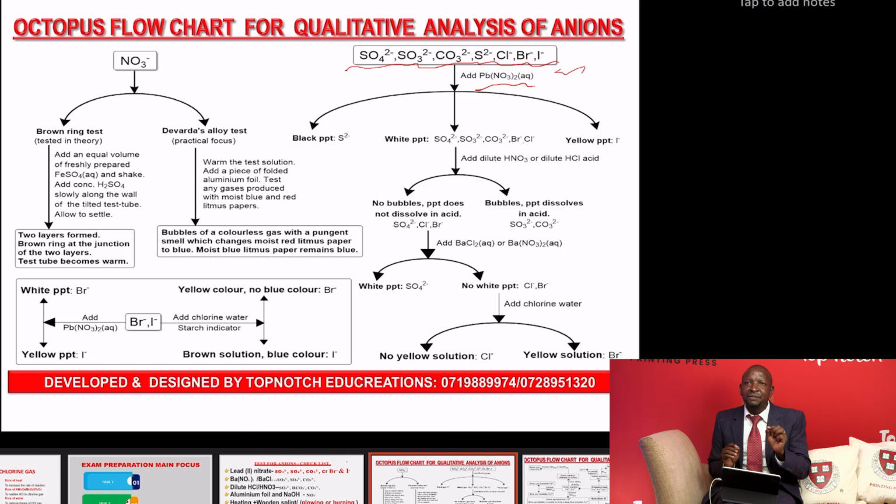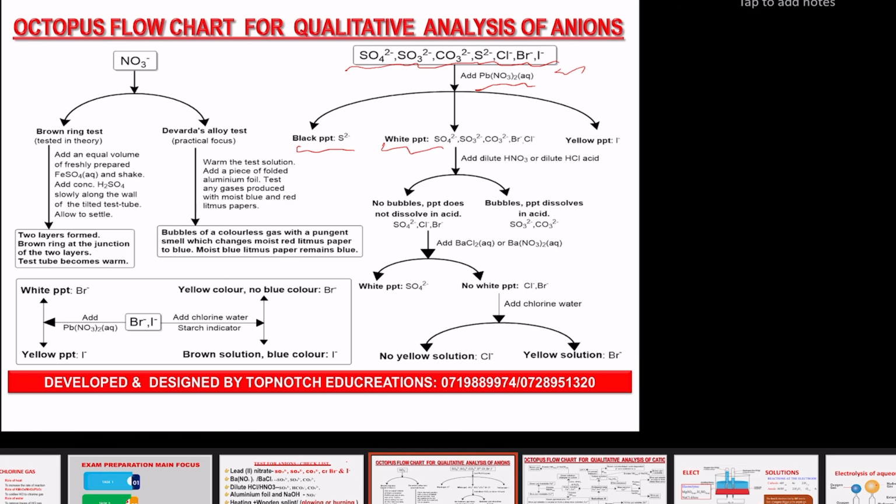How? If we have a sulfide and you add lead nitrate, you're going to see a black precipitate. That tells you that is sulfide ions. You may also get a white precipitate, and this is the one that is mostly tested in exams. When you get a white precipitate after adding lead 2 nitrate, that tells you we can have a sulfate, a sulfite, a carbonate, and even chloride and bromide. Those are 5 ions that give the same observation of a white precipitate.